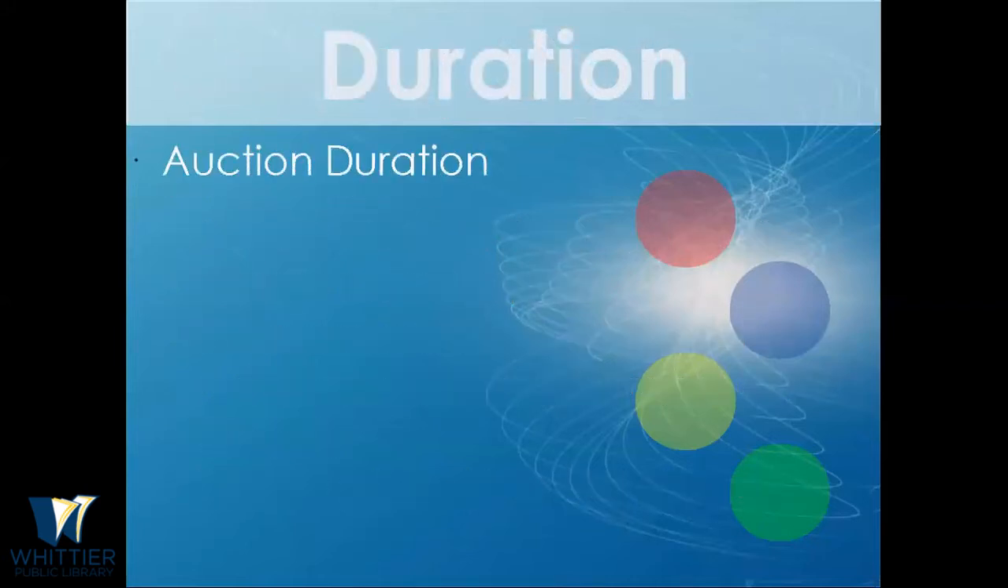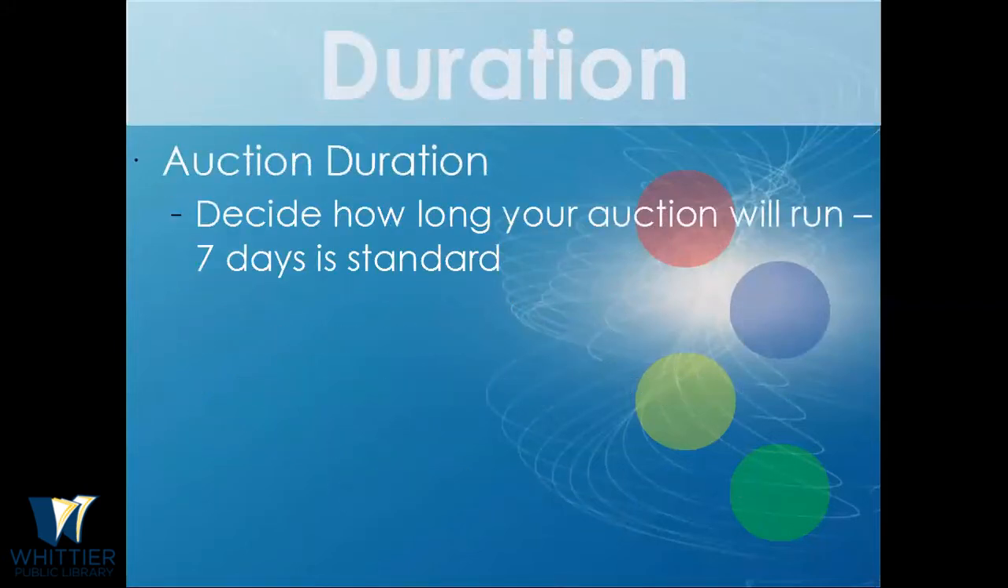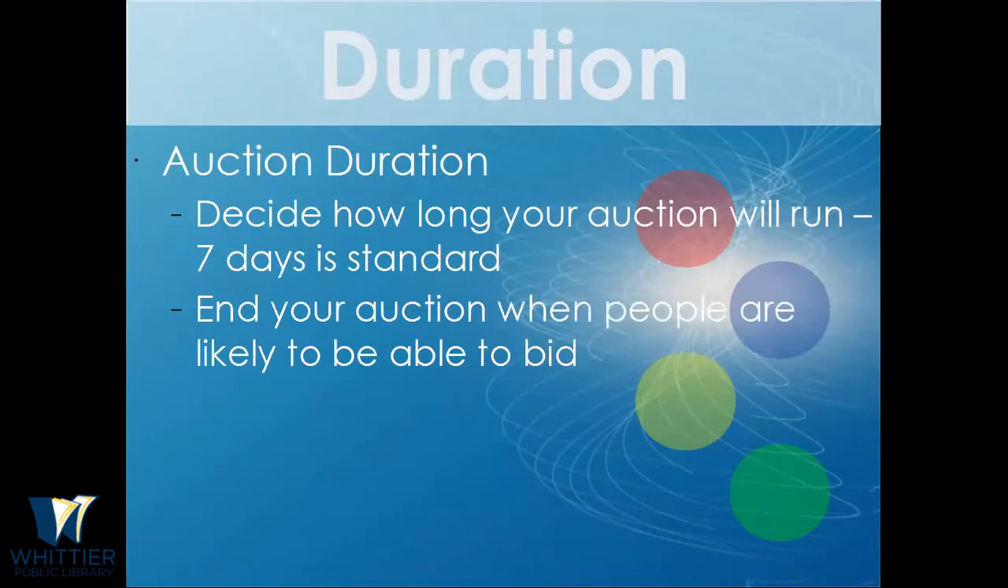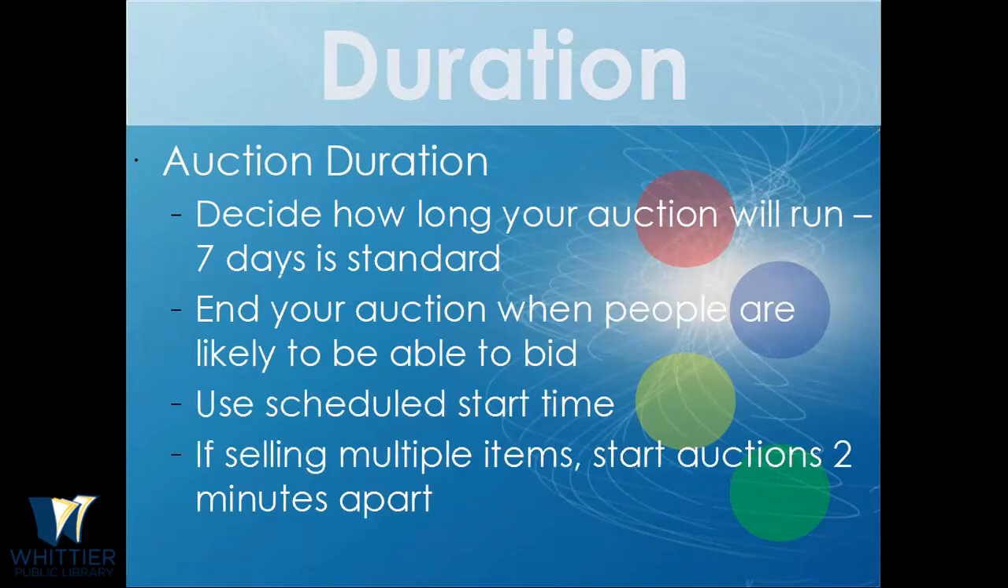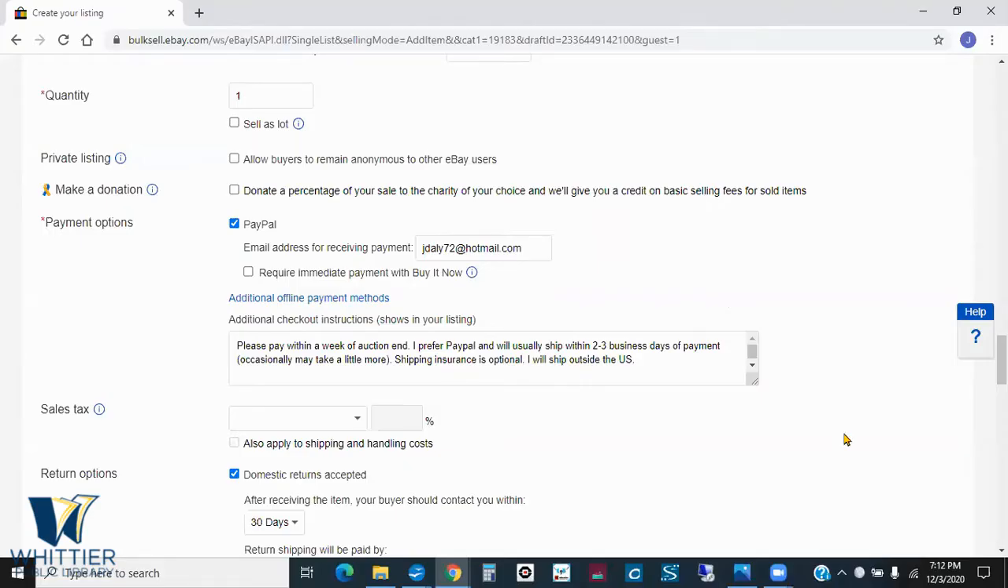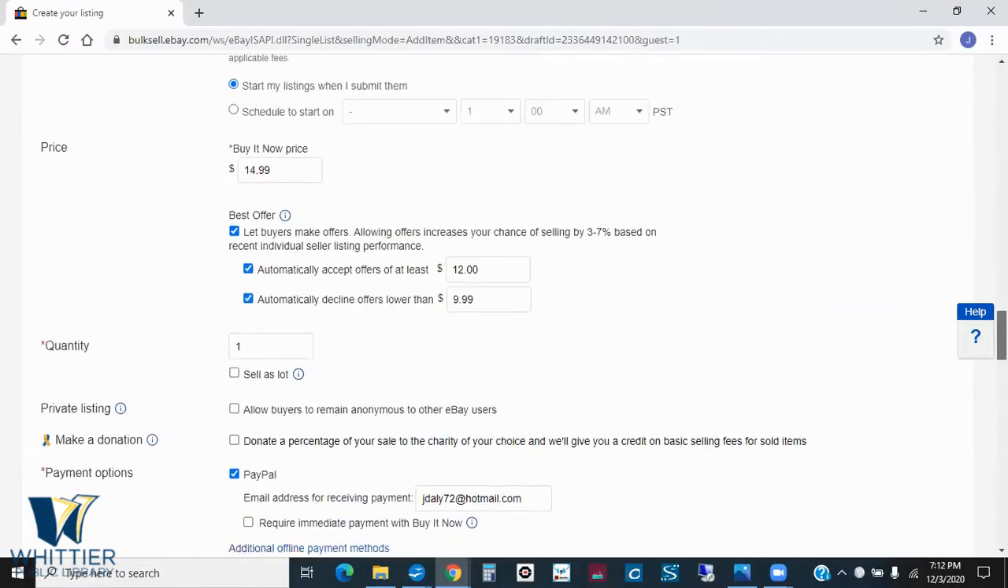So your duration, I talked about that. 7 days is standard. End the auction when people are likely to bid. Use your scheduled start time. And here's another important tip I have for you when you're using the scheduled start time.